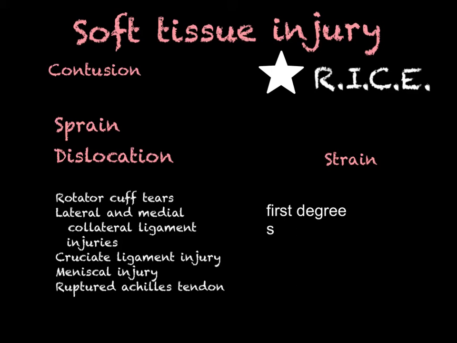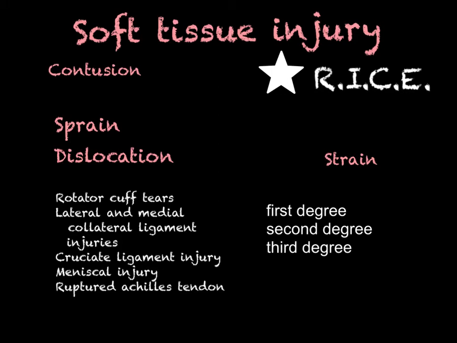And then we have second degree strains. A second degree strain is a partial tearing of the muscle or tendon. This person has more pain. They might not be able to lift or bear weight on the affected muscles. There is edema. There's tenderness when you palpate. There may be muscle spasm, and you might see some bruising with a second degree strain. And then you have third degree strains.